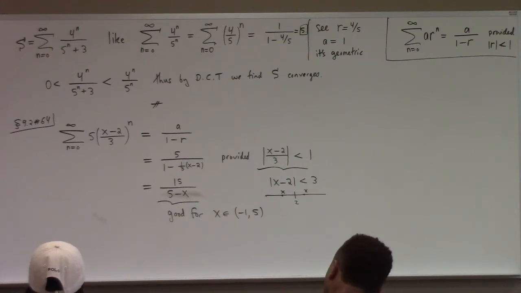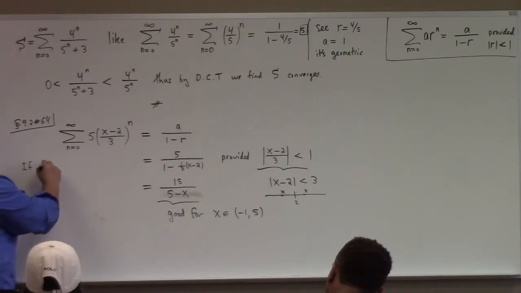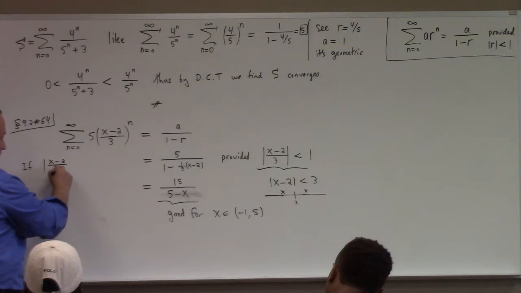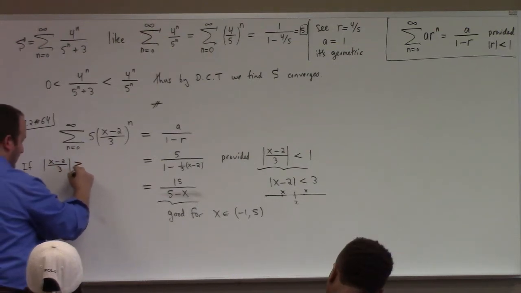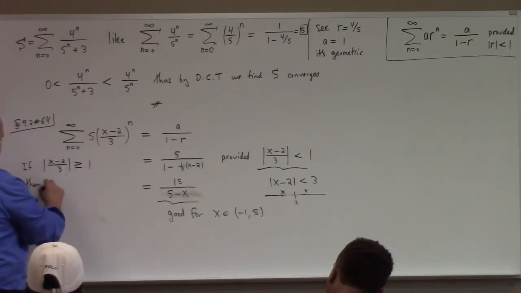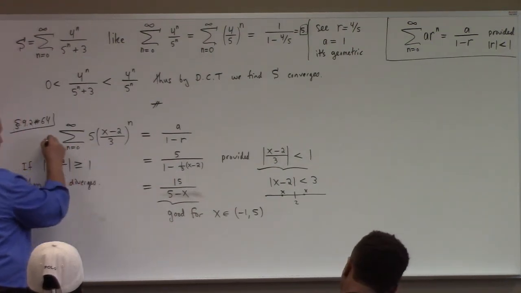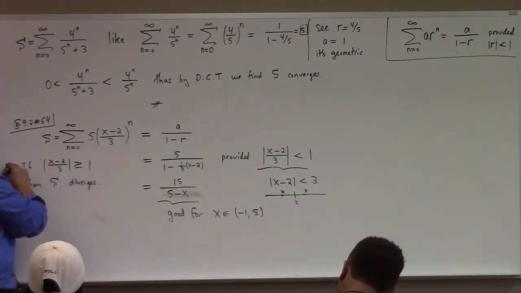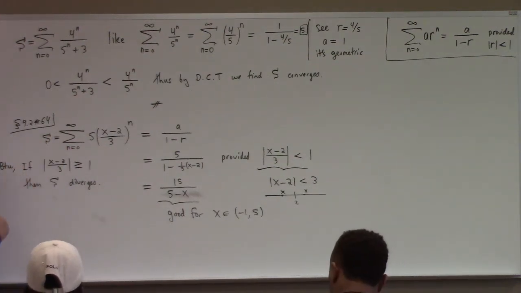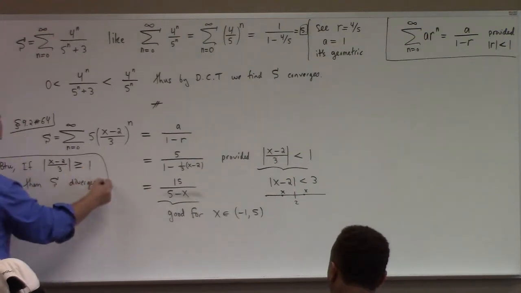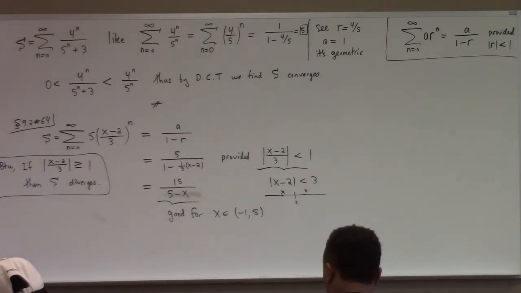Yeah? If you have the absolute value of x minus 2 over 3 greater than or equal to 1, then S diverges. I don't know what the problem statement was, but here's a comment for you. Convergent is what I studied first, but x is a variable, so I should address all cases in principle. Again, I haven't read the problem statement, so I may be going beyond what the problem actually asked for.